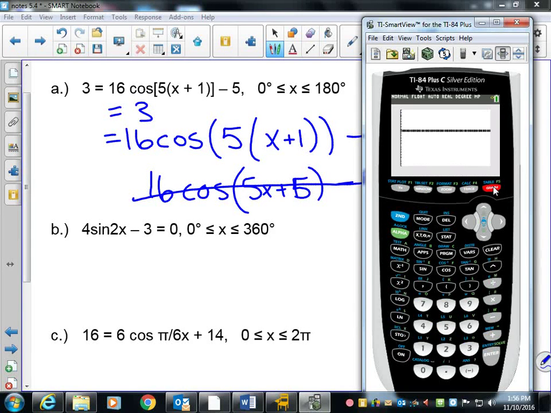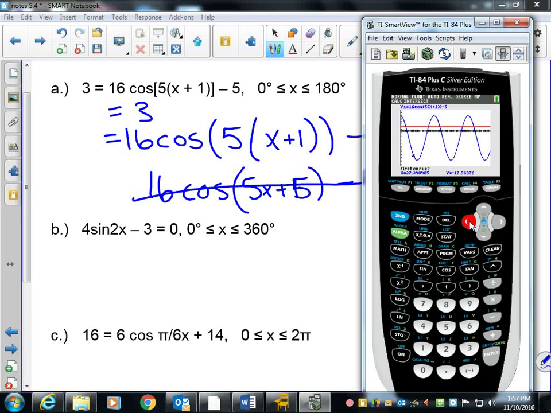So if I graph it, it looks like that. It's been shifted down. We knew it was shifting down 5. These are our intersect points. How do we find them? Second, trace, intersect. Bring that little thing over here.